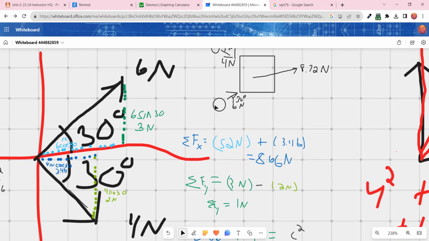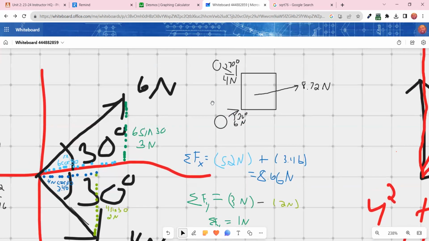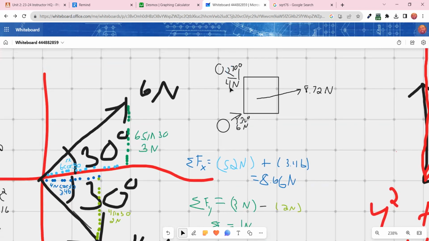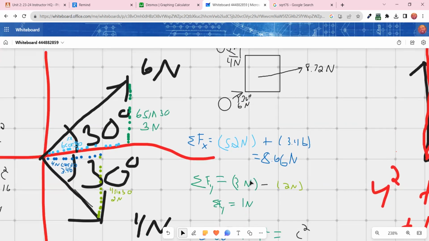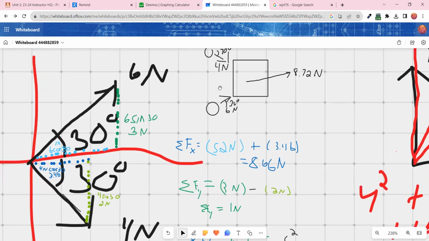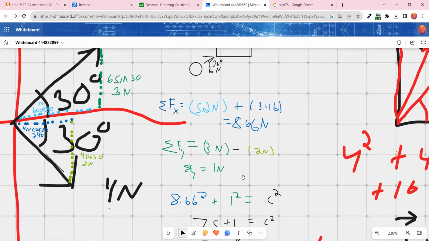Okay. This guy is pushing up on the y with 3. This guy is pushing down on the y with, 2 rather. 3 minus 2 is 1. So my total x for both of these guys is 8.66. My total y for both of these guys is 1. So I have all of my x and all of my y.